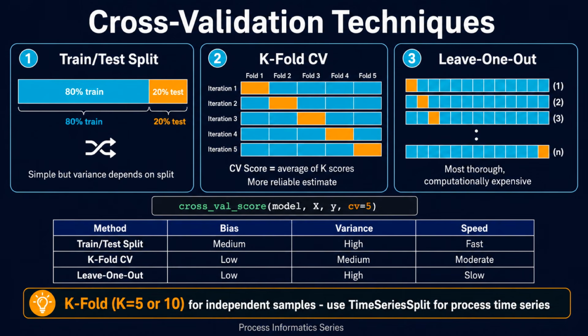Cross-validation prevents the trap of overfitting, models that perform brilliantly on training data but fail on new data. K-fold cross-validation divides data into K parts, trains on K-1 parts, and tests on the remaining part, rotating through all combinations. For time series data, use time series split to ensure you always train on past data and test on future data. The cardinal rule for process data: never let information from the future leak into training.